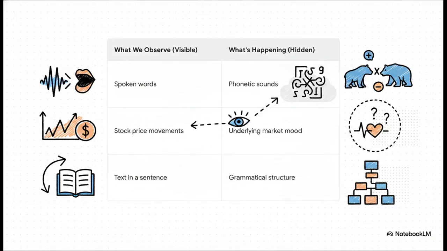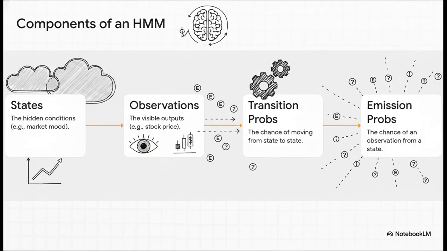So the core idea behind this next model is all about the difference between what we can actually see and what's really going on behind the scenes. It's called a Hidden Markov Model, or HMM for short, and honestly, you can think of it like a detective. It looks at a sequence of clues, the stuff we can observe, to try and predict a hidden reality. So for example, we can observe spoken words, but the HMM is trying to predict the hidden phonetic sounds that actually created them. Or we can observe stock prices going up and down, but it's trying to predict the hidden mood of the market. So how does this detective actually work?